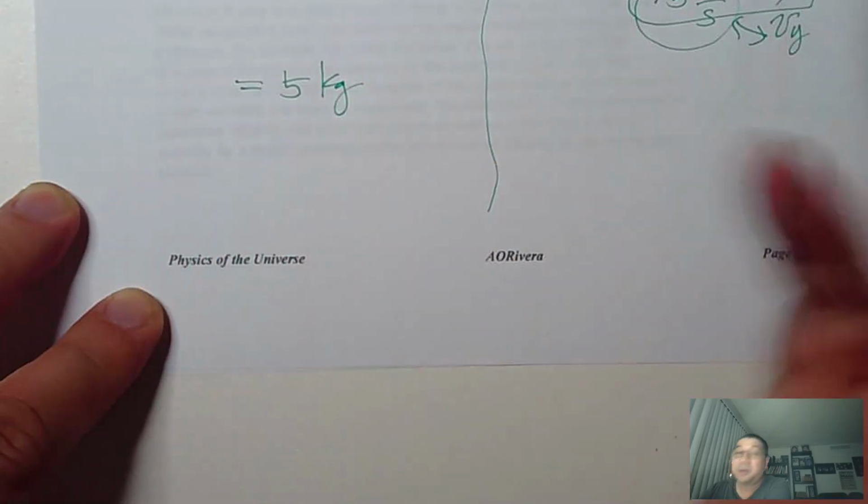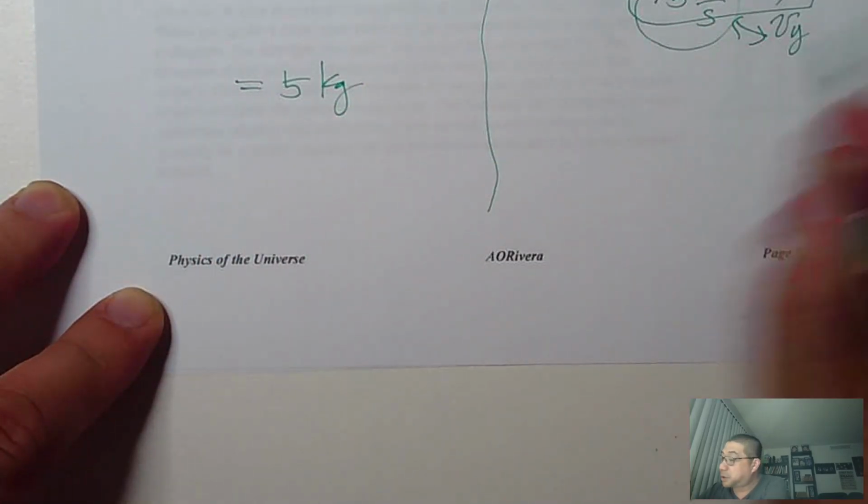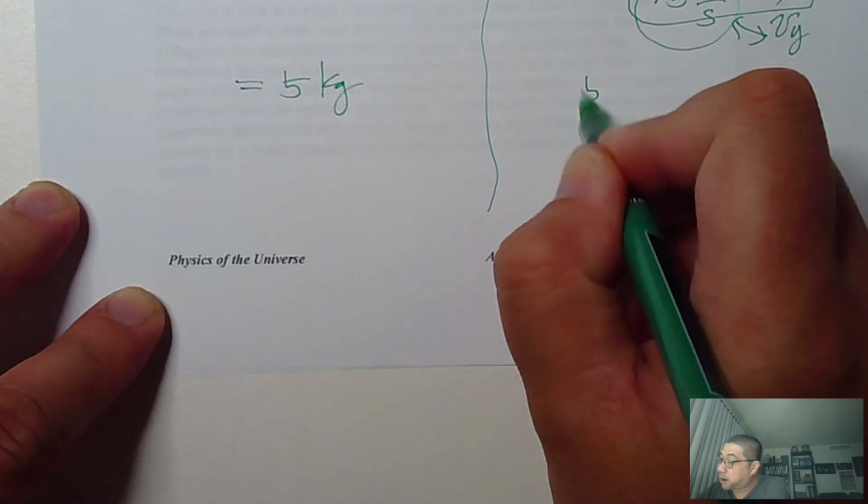Now, a very controversial measuring unit or measuring quantity is what we call 5 kilograms. Okay, 5 kilograms, and then on the other side, we're talking about 5 newtons.